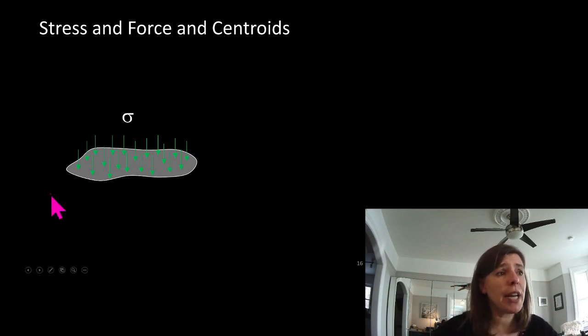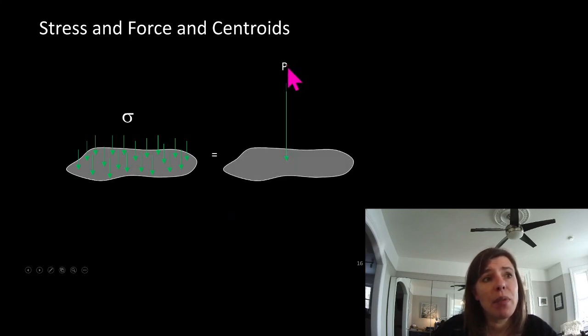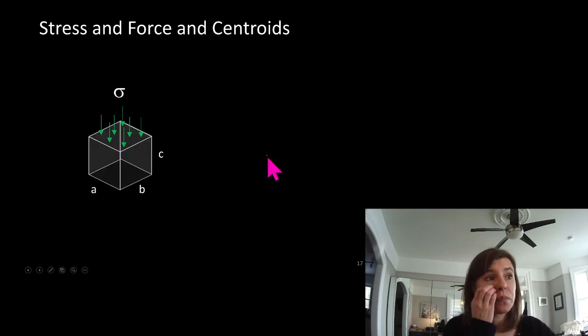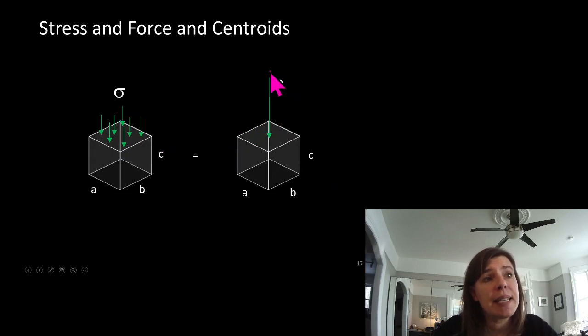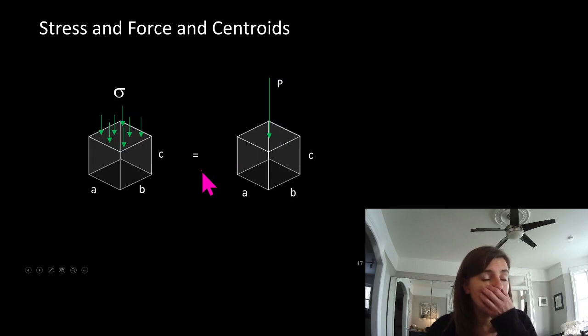So if we have this object with a stress on it, we know that it's the same thing as the force over this area. So if we had this object with a side A, B, and C with this stress on it, we know it's the same thing as P over the area A times B. We have an area, we have a force. The last one was an undefined blob, but this time we have a dimension.